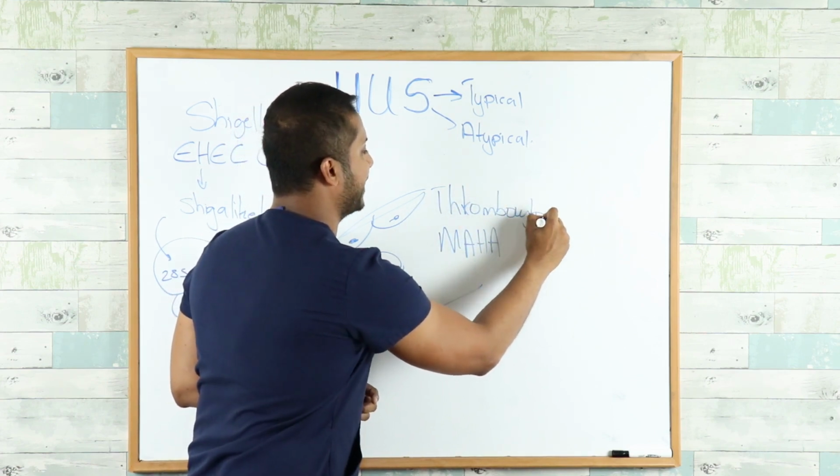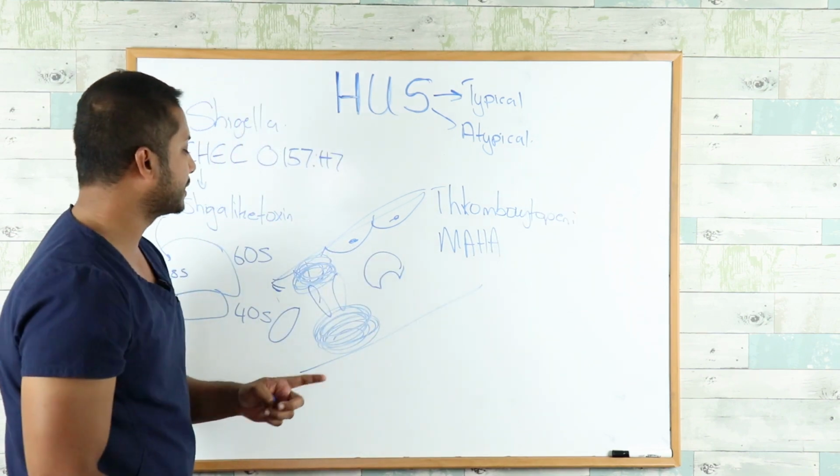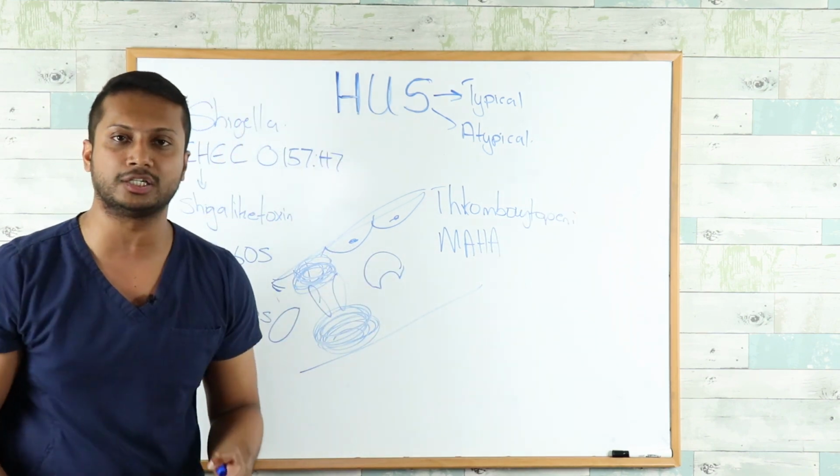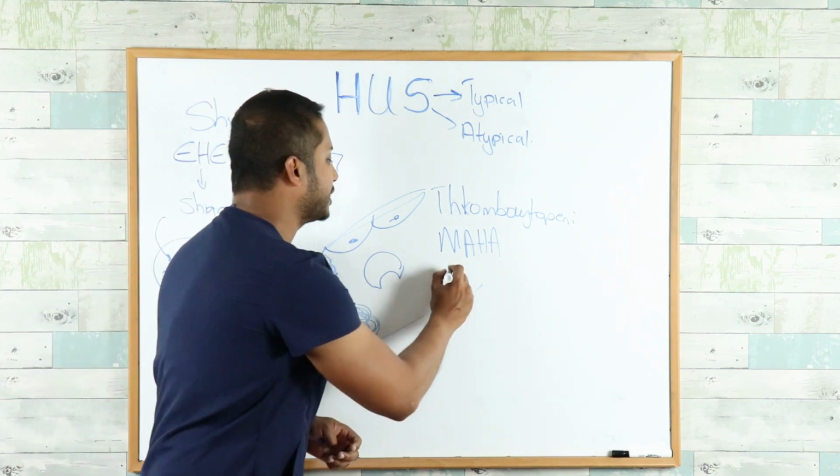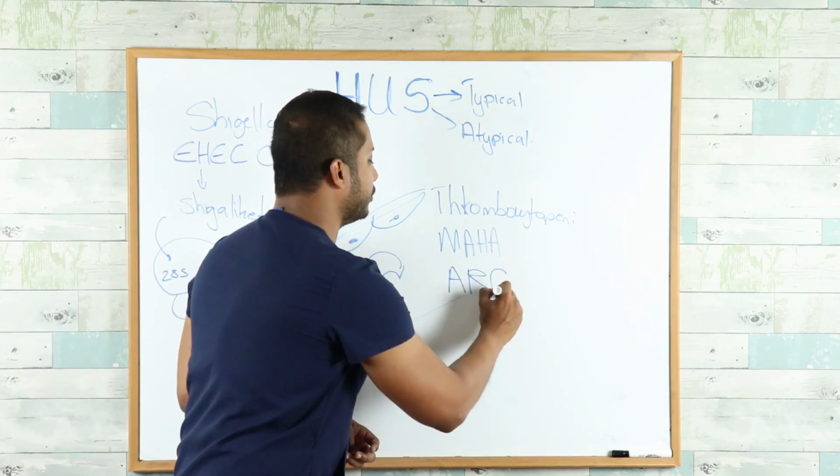Thrombocytopenia, decreased platelet count, right? Why do you get a decreased platelet count? Because you're consuming your platelets to form these clots in your blood vessels, right? All right, and number 3 is actually uremia due to acute renal failure.